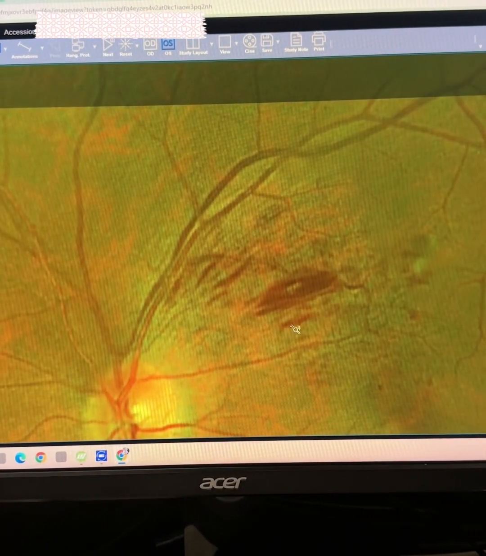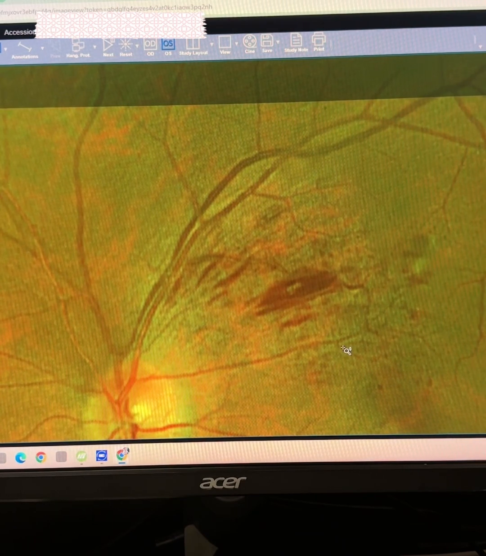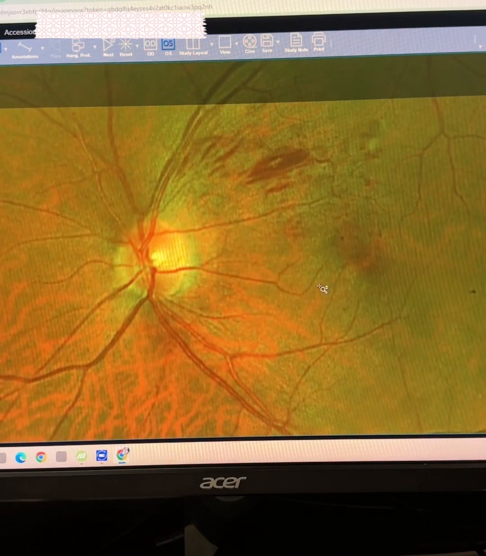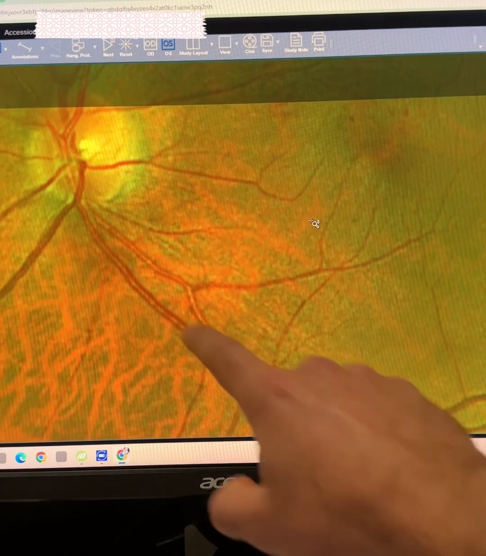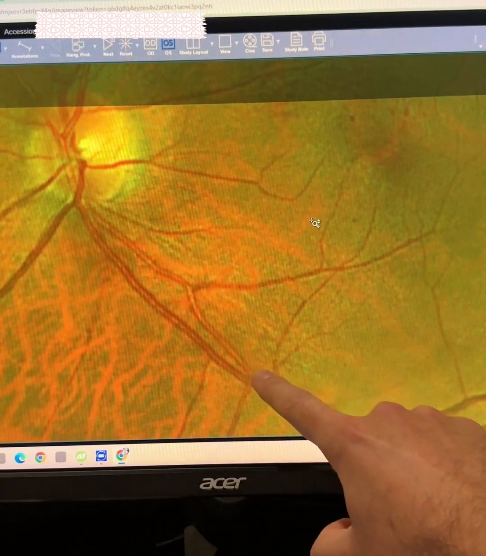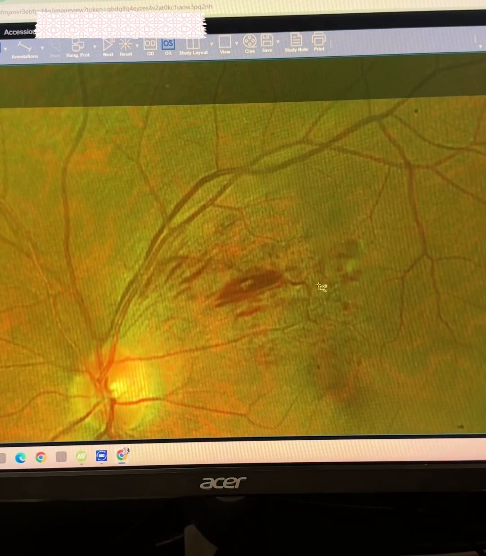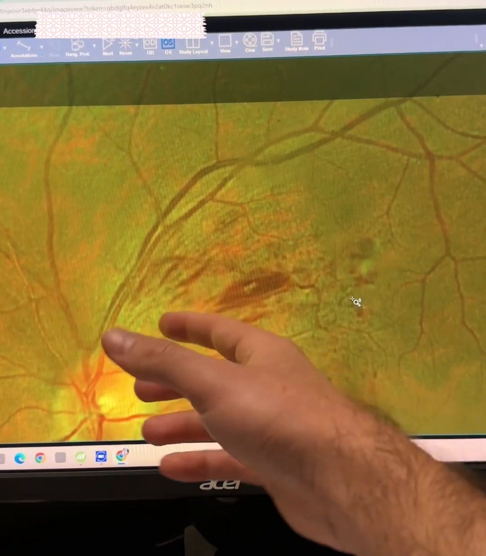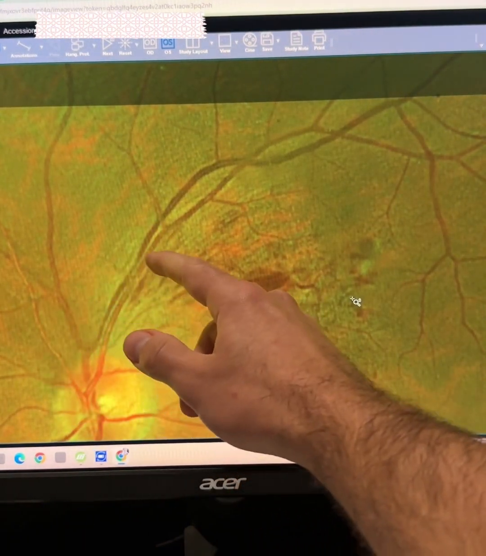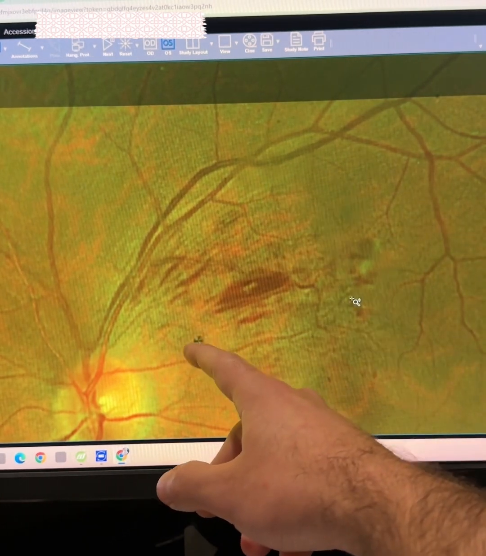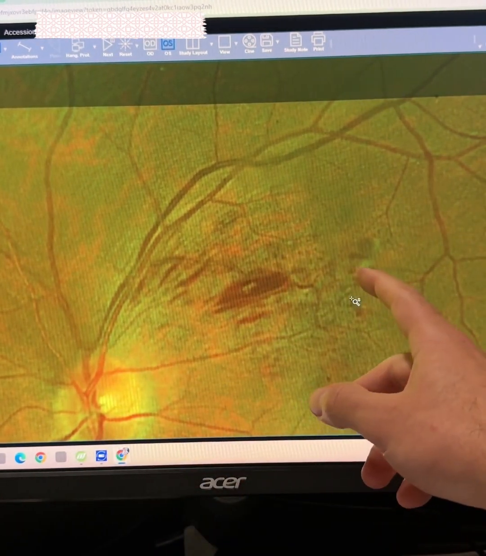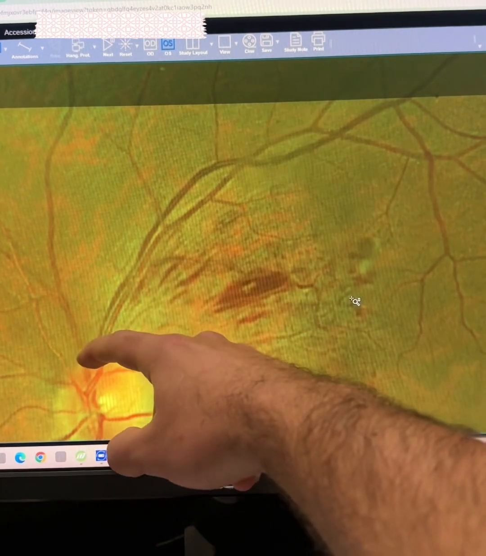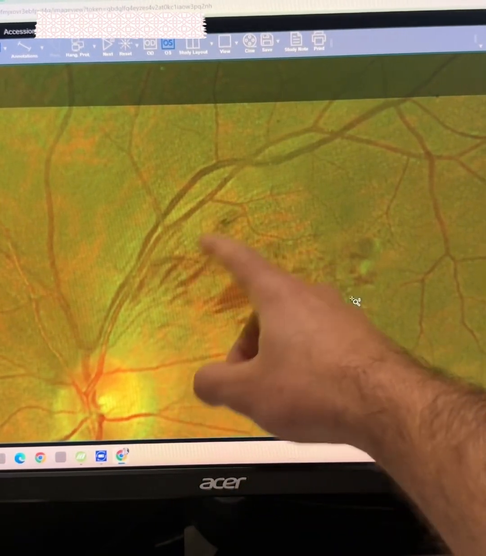On the retina, you know which one is the artery, which one is the vein. The arteries are the thin ones. For example, here you see this is the artery, and the thick one is the vein. So when you look here, you know that it's a vein occlusion because the blood is leaking. If it was an artery occlusion, the area would be white because there is no blood getting in. Here's the opposite. It's getting in, but it's not coming out.